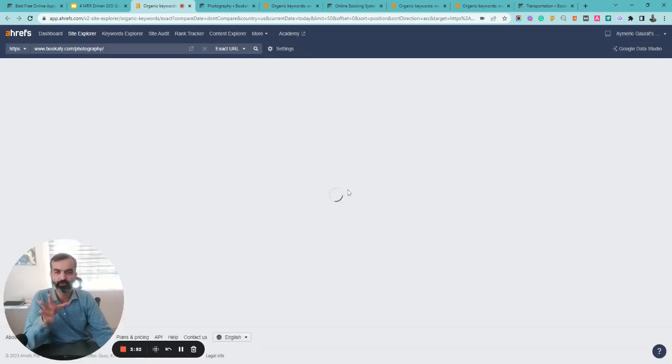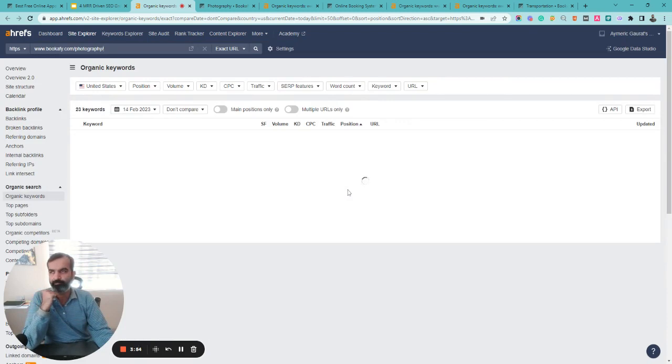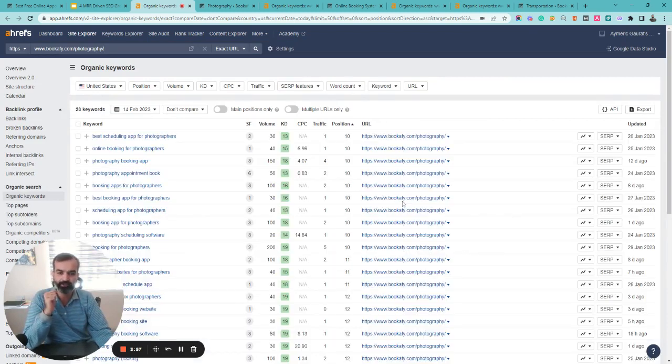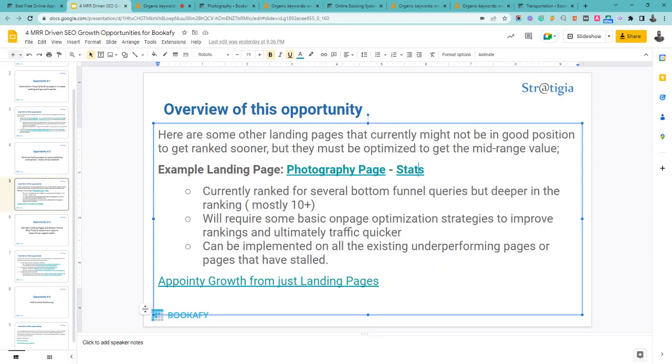So these kinds of pages would not move immediately. By immediate we mean not in a couple of weeks, but it will probably take a month or so to actually start seeing their positions move from the average 10th ranking to upwards of the top 4 or 5 rankings.